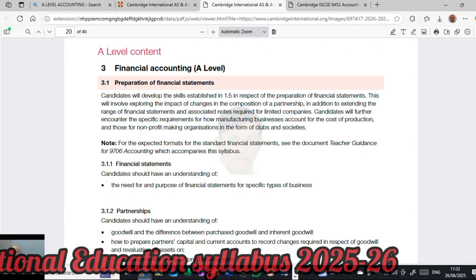So A-level content. What is in the A-level content? Financial accounting A-level content: preparation of financial statements. Most of these things you already learned in AS level, but this is a step ahead. We'll have to move a step ahead with all these things.